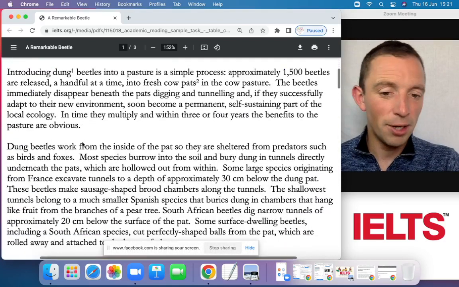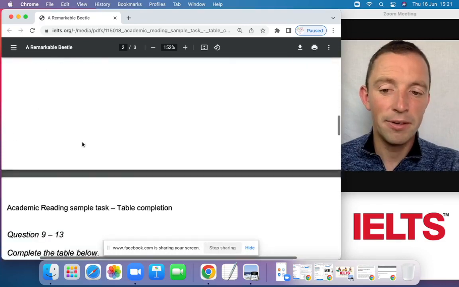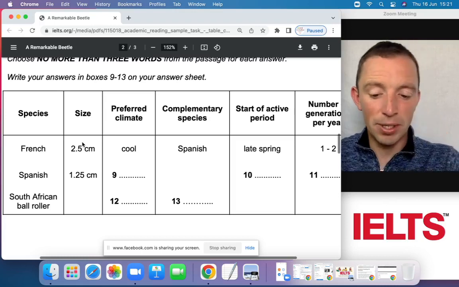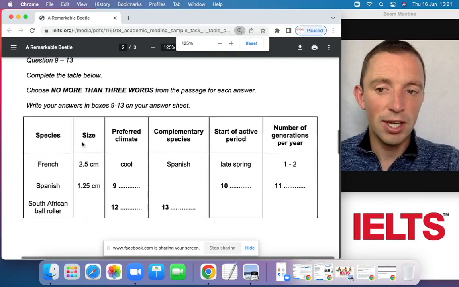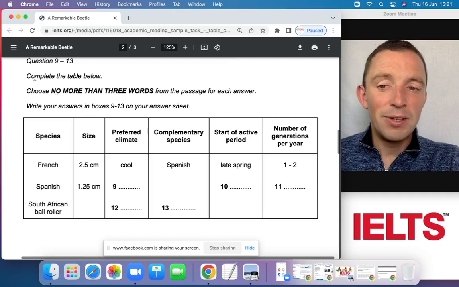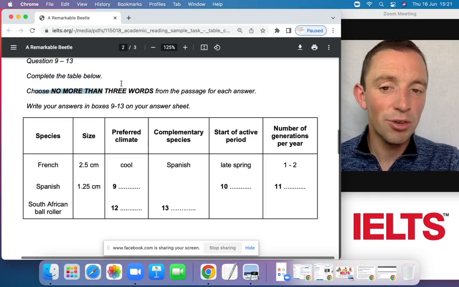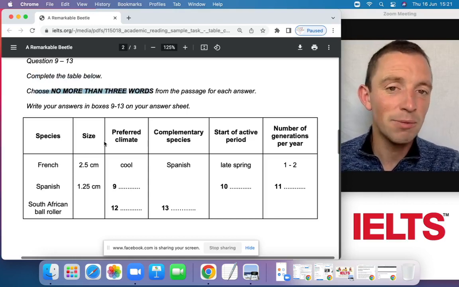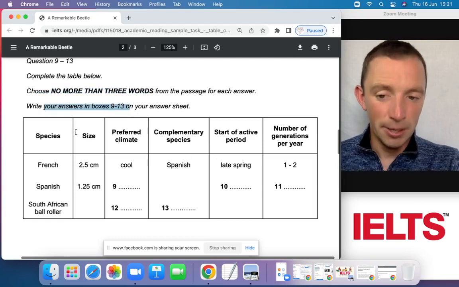Okay, so here we just check, we have a full article again, and then we have a table. So let's look at the table because it's very important to begin with this table first. Basically, you need to complete the table below. Choose no more than 3 words from the passage for each answer. So the maximum is 3 words for each answer. Write your answers in boxes 9 to 13.